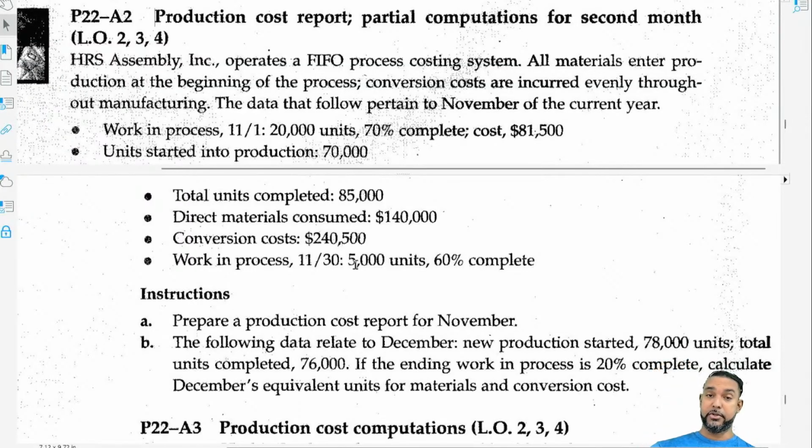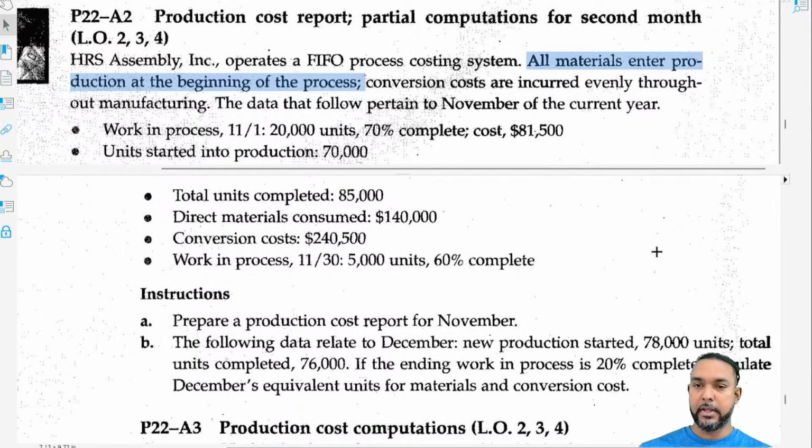Right, so the first thing we're going to do is take a read through the question, and then we are going to do the question. You all are going to do it piece by piece, all right? If you think you want to tackle the whole thing in one go, by all means, do your thing. Okay, so we take a read. HRS Assembly Incorporated operates a FIFO process costing system, right? All materials are entered in production at the beginning of the process. So we know with respect to materials, all materials work is 100% done once production is started.